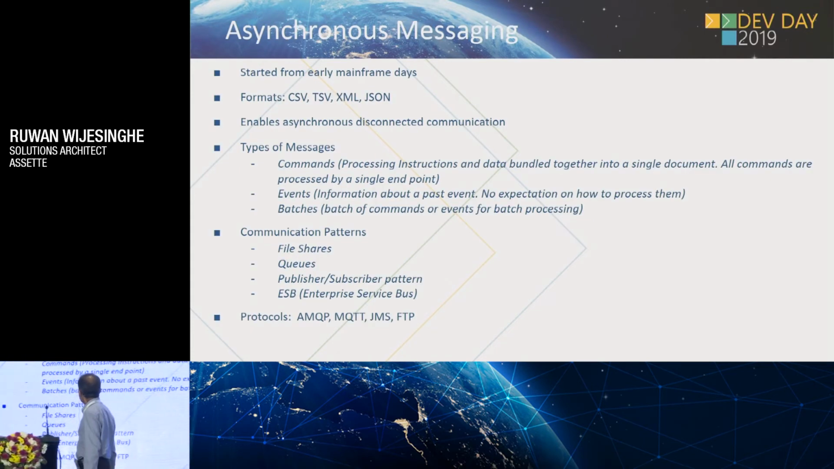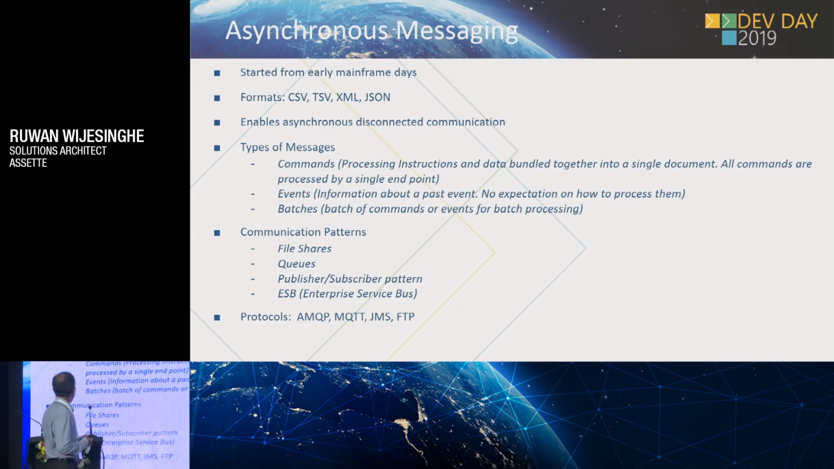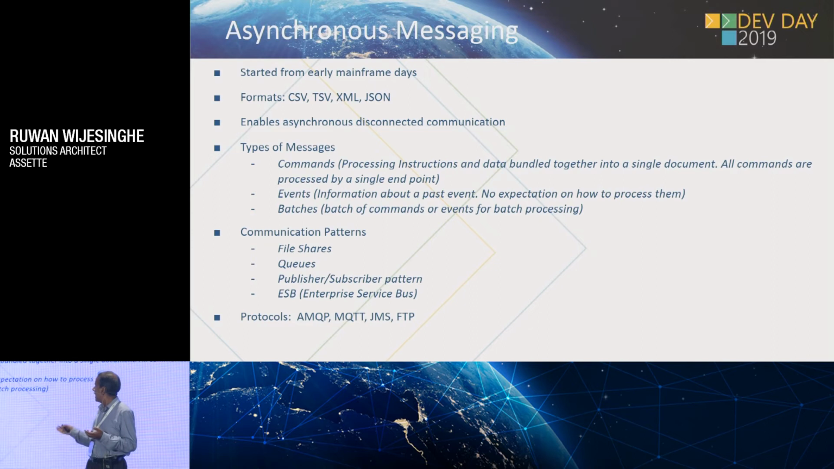Right? So first, we'll start with asynchronous messaging, which is the initial thing we had. It started from the early days. You have CSV, TSV, XML, JSON, anything. So it's disconnected communication there. Basically, we use communication protocols like, initially, file share. You copy a file from one file share to another. You can use FTP or network file share, NFS, or any protocol for doing that.